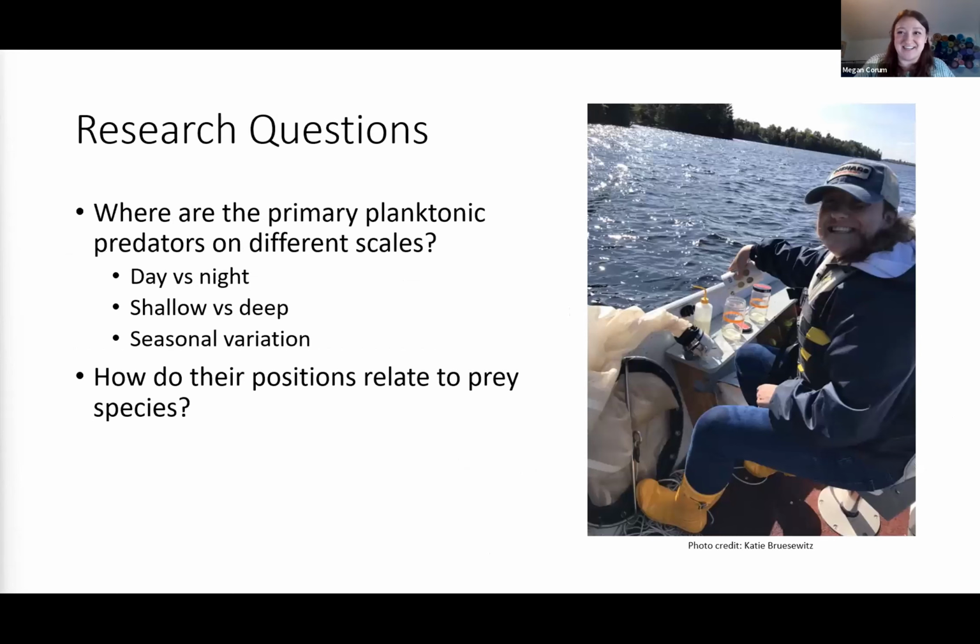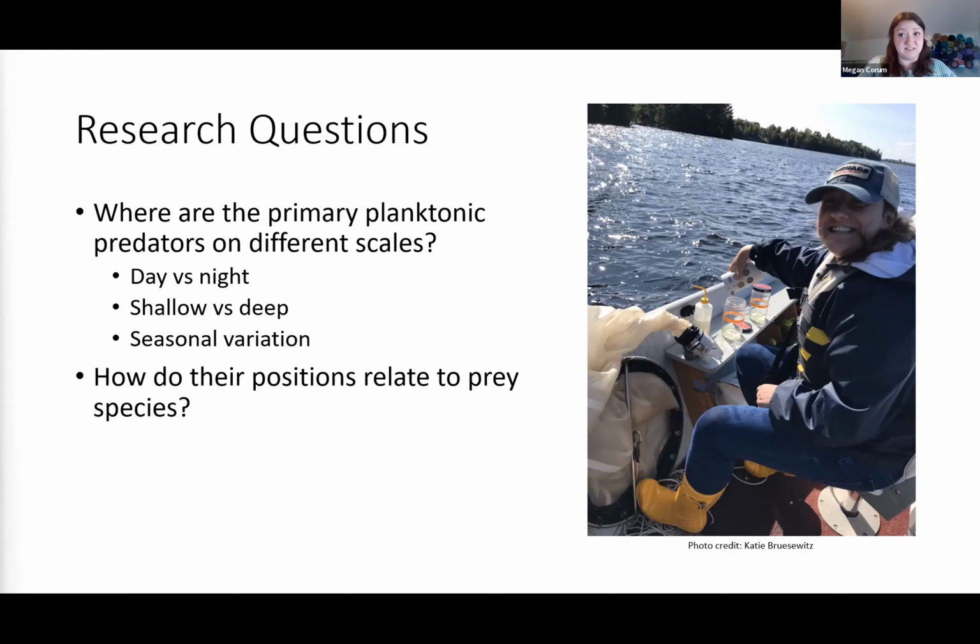So that brings me to my question. Where are they on different scales? The big one I wanted to look at was daytime versus nighttime, then shallow versus deep, and then across the season, so from June through October, basically. And I wanted to look at that for all three of them, plus the prominent prey species in Island, which I haven't mentioned in this presentation at all. I also wanted to look at how they relate to those prey species, and if there are behaviors or movement patterns that relate to either each other or themselves.